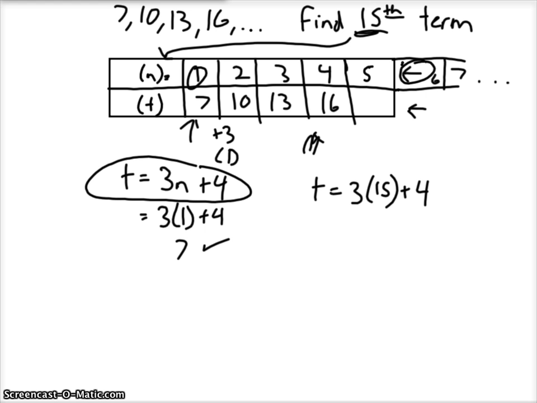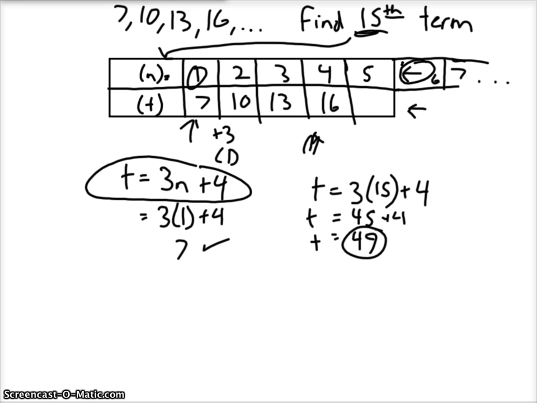When I solve this out, I get 3 times 15, which is 45, plus 4, and I get t equals 49. And that is our final answer. So if we're going to extend our chart all the way that way, and we had the number 15 on top, the number 49 would be on the bottom.